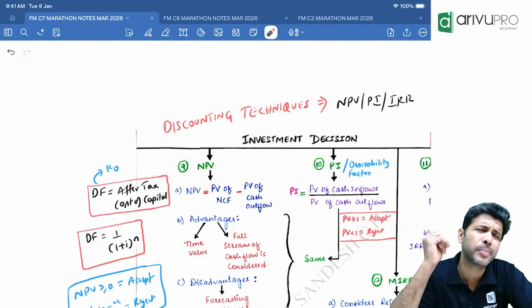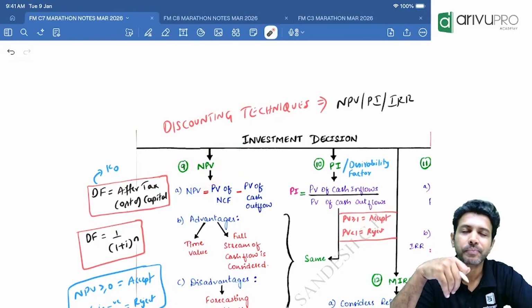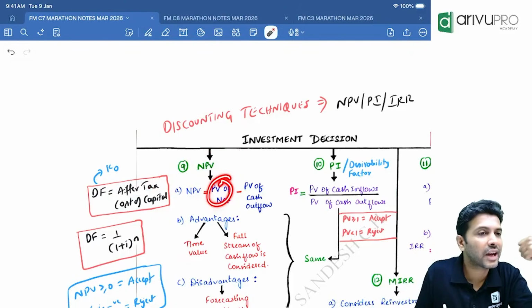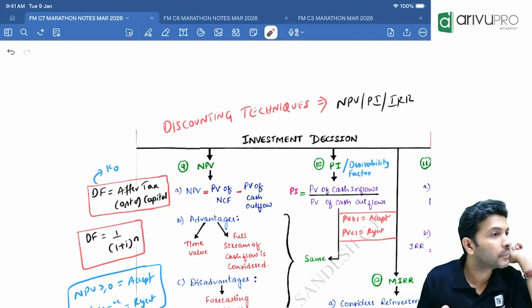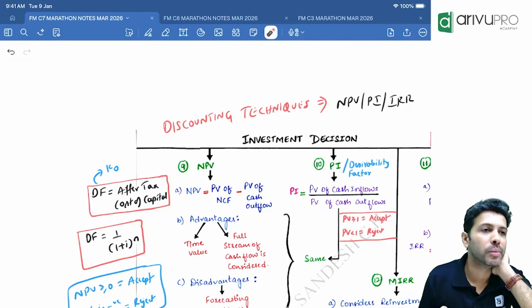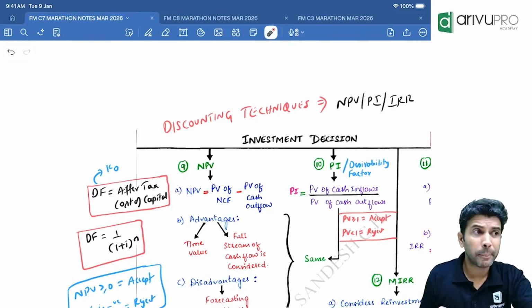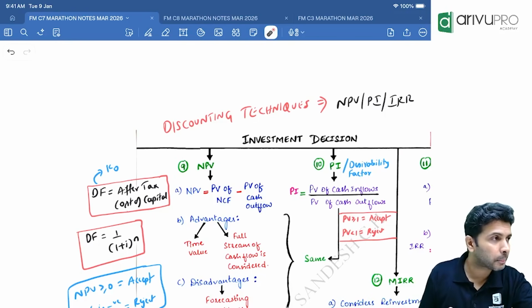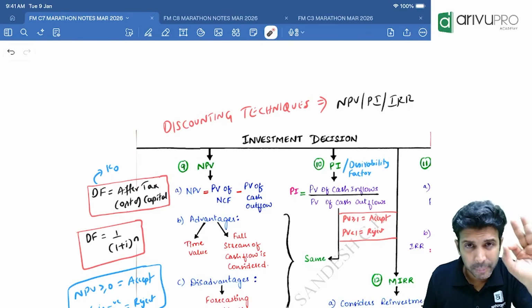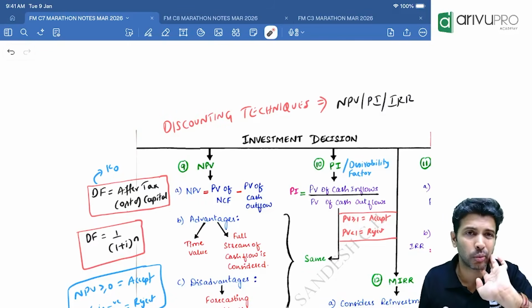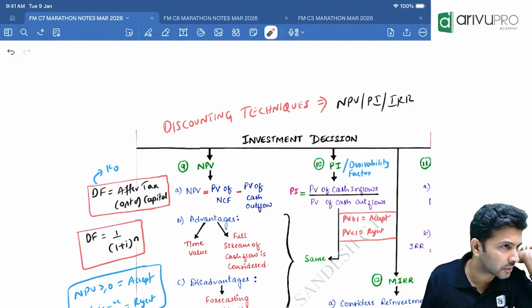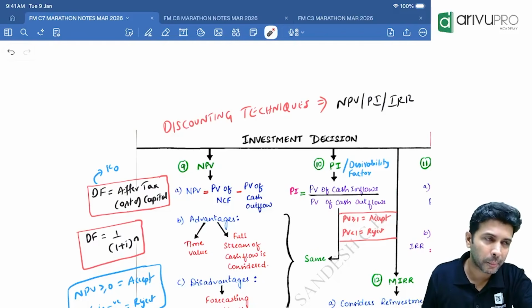You've already done this. Tell me, how do you find out NPV? Present value of cash inflow minus present value of cash outflow. That will give you NPV. And what is the decision rule? Look at the name, net present value. And how do you get that? Present value of cash inflow minus present value of cash outflow. So if NPV is positive, that means from that project you are getting a benefit.